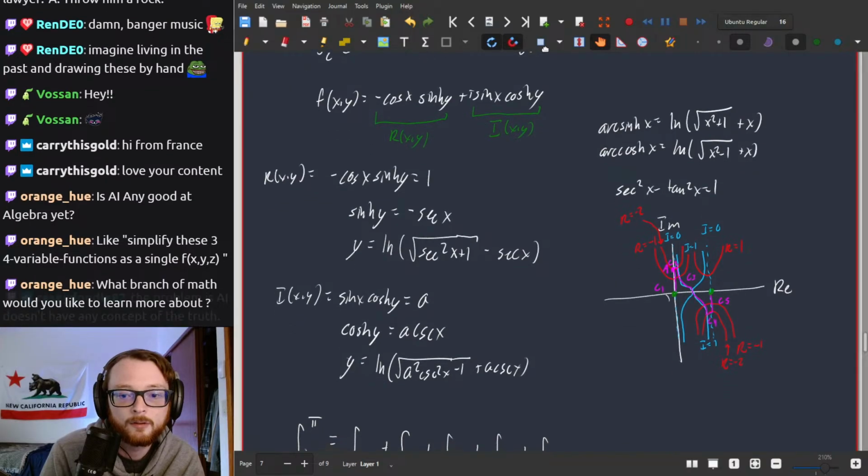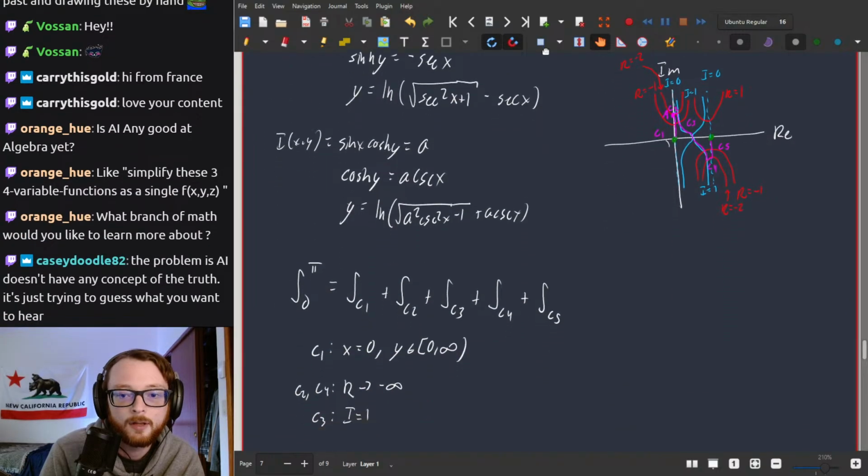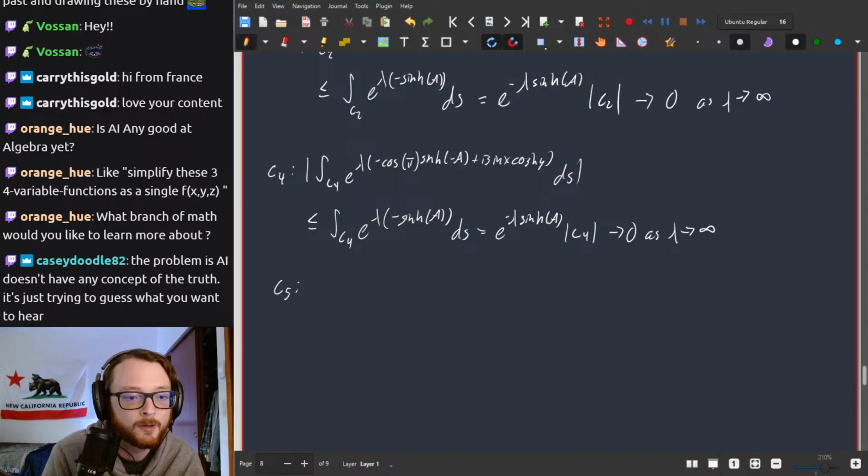So on C1, x is always 0, y is going 0 to infinity.